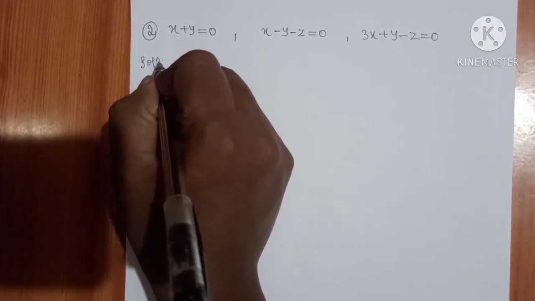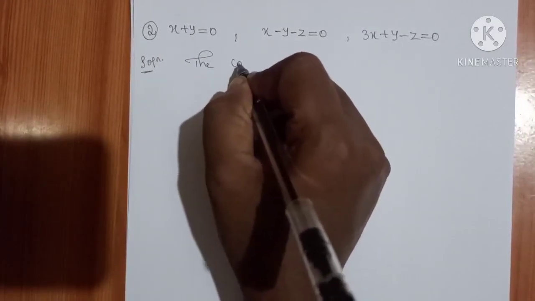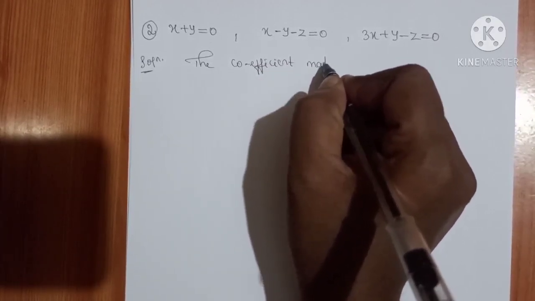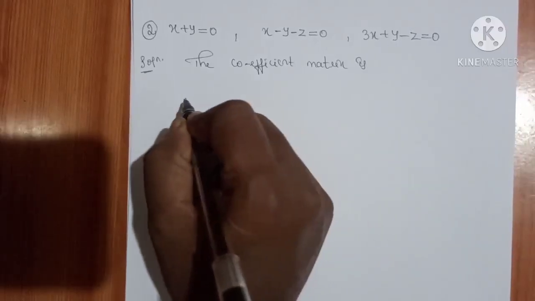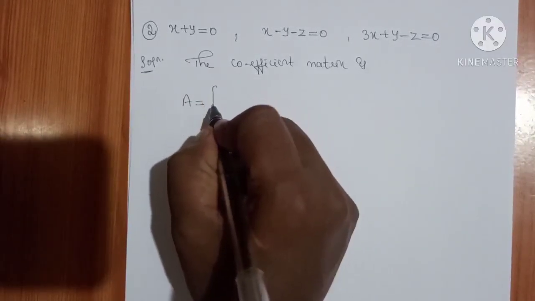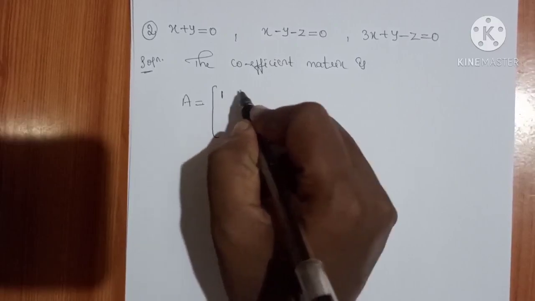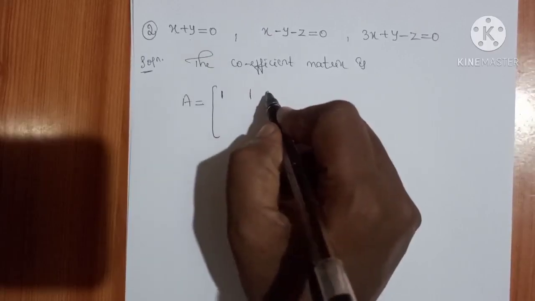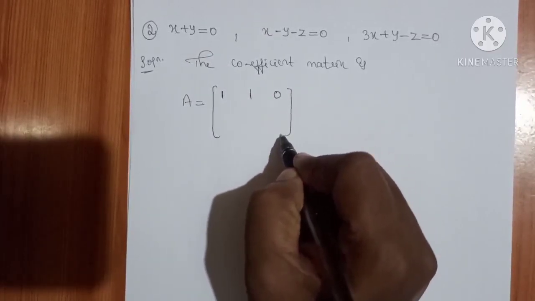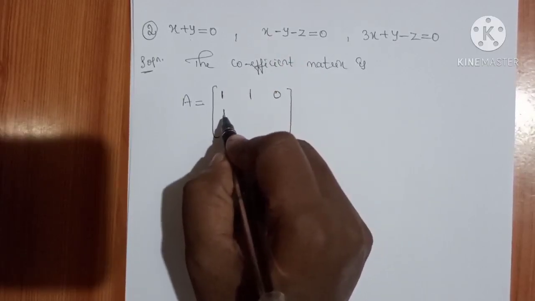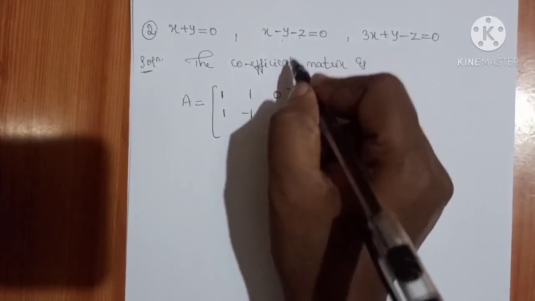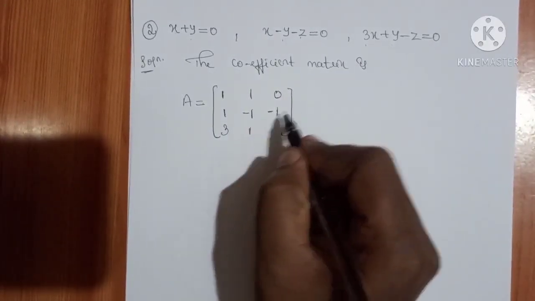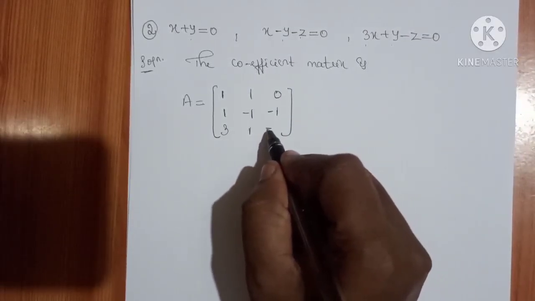Solution: the coefficient matrix is A equals to. x coefficient is 1, y coefficient is 1. Here you can observe that there is no z term, therefore its coefficient we consider as 0. Next, x coefficient 1, y coefficient minus 1, z coefficient minus 1. x coefficient 3, y coefficient 1 and z coefficient is minus 1.